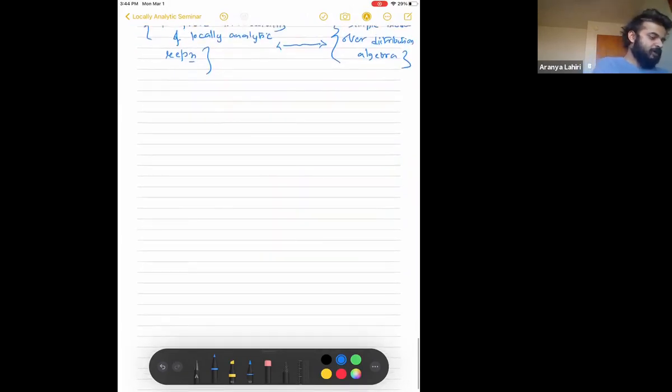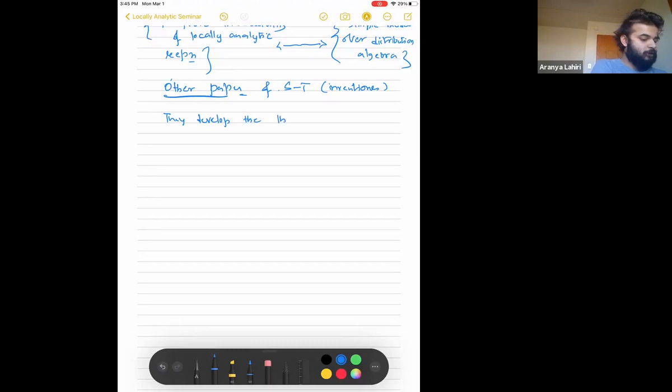They have the other paper, and maybe I'm just flipping these, the Schneider Teitelbaum. This is the one in Inventiones. They do something similar. And they develop this theory of distribution algebra. They develop the theory of distribution algebra.